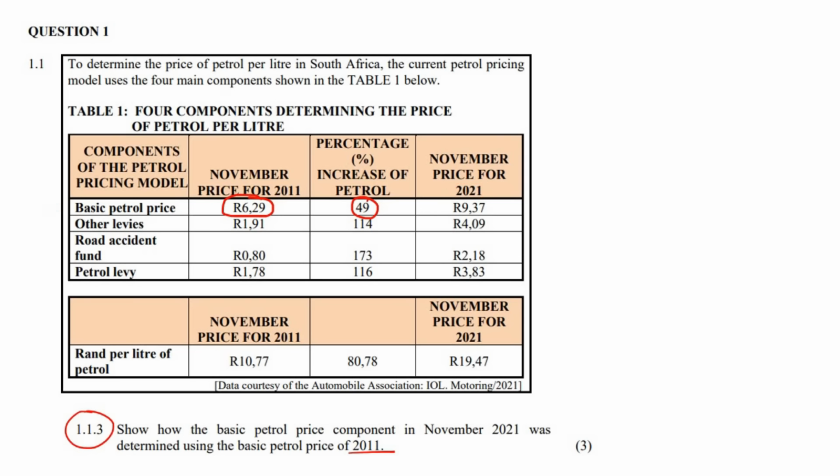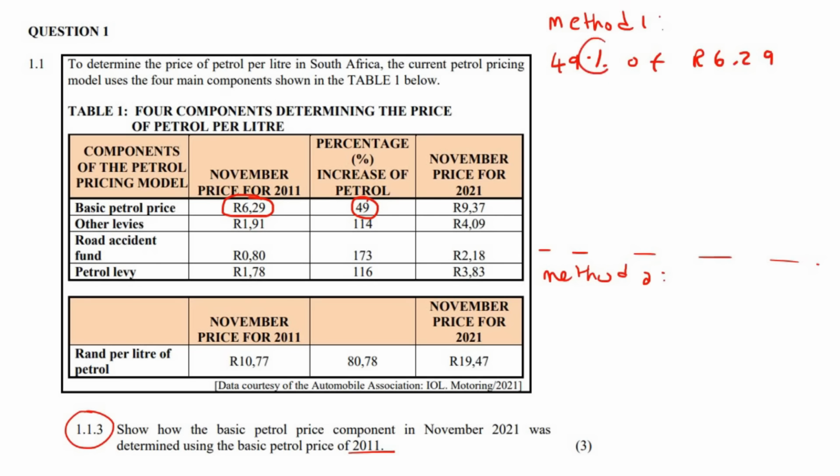There are 2 ways that you can do this. I will show both. Okay, so method number 1. And then I will also show a method number 2. So for method number 1, you're just going to take 49% of 6 Rand 29. So you could type that on the calculator. Just remember to use the percentage key. If you don't want to do that, you can say 49 over 100. Now, remember, of means multiply.